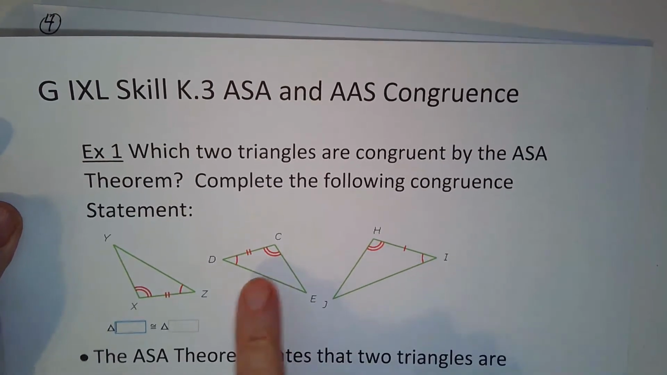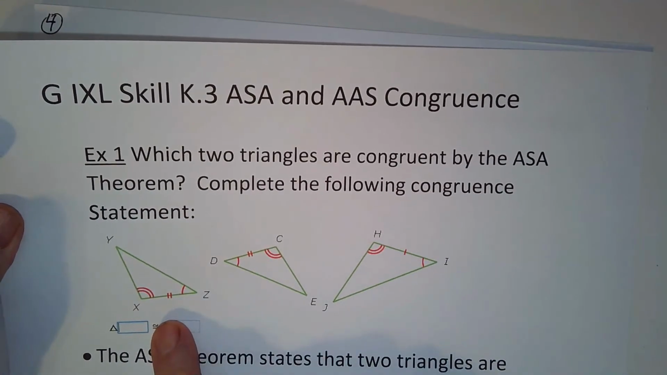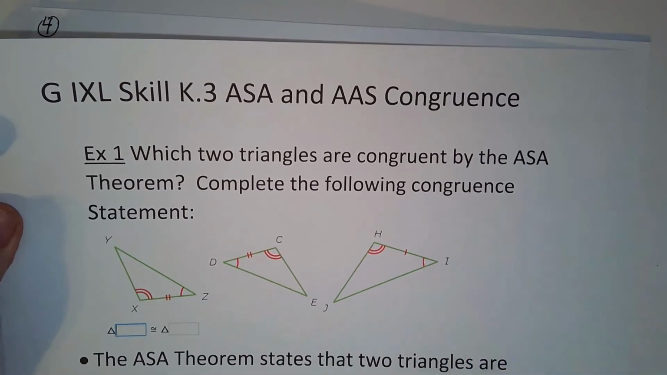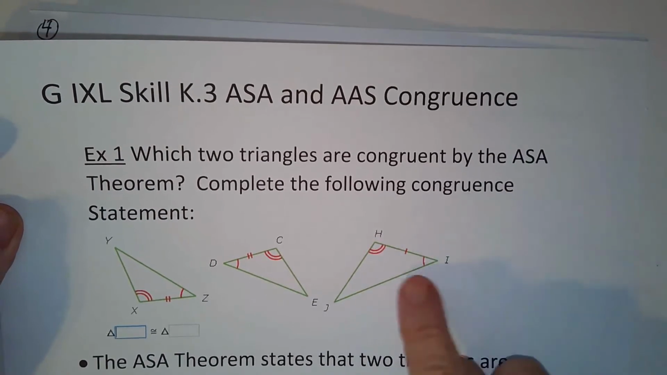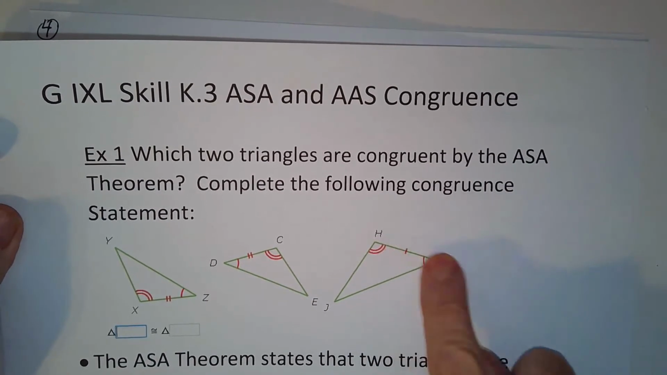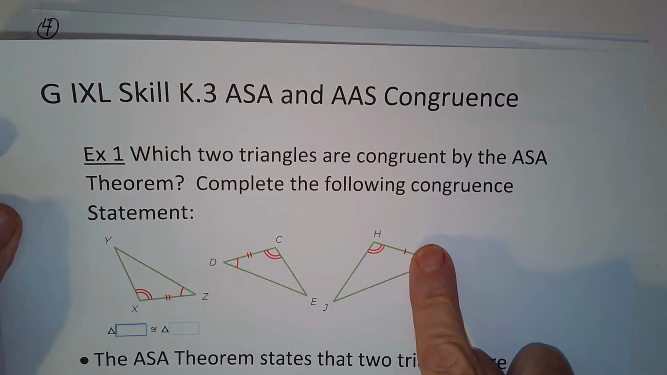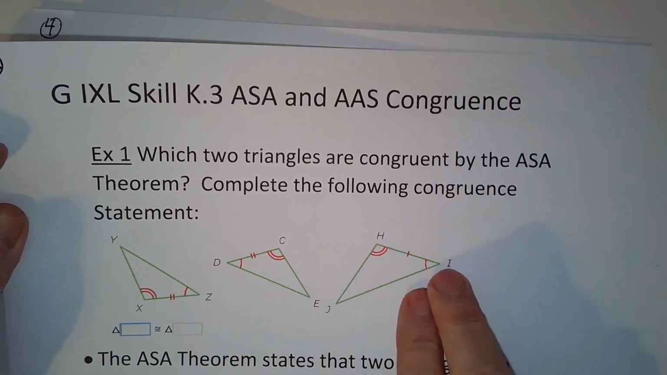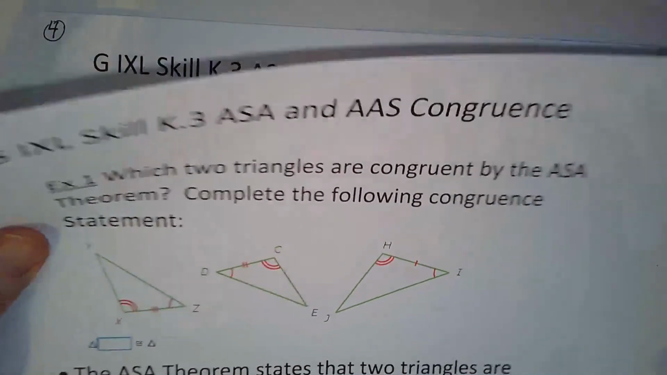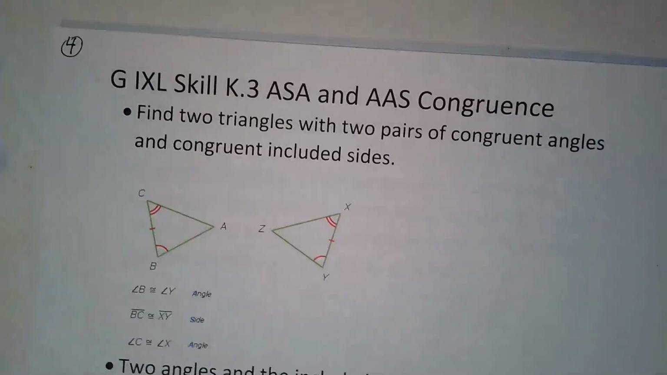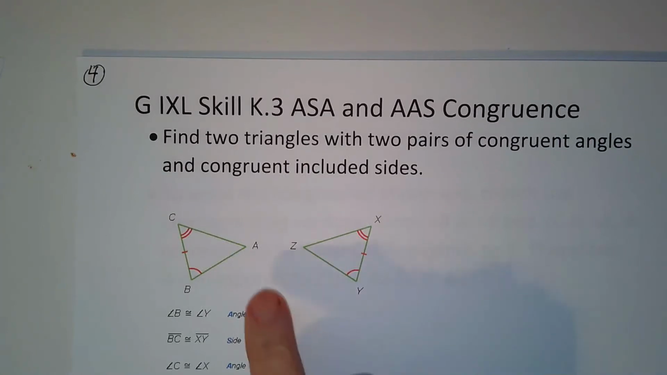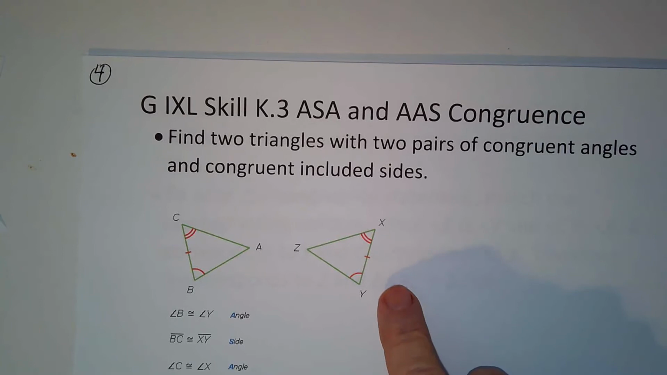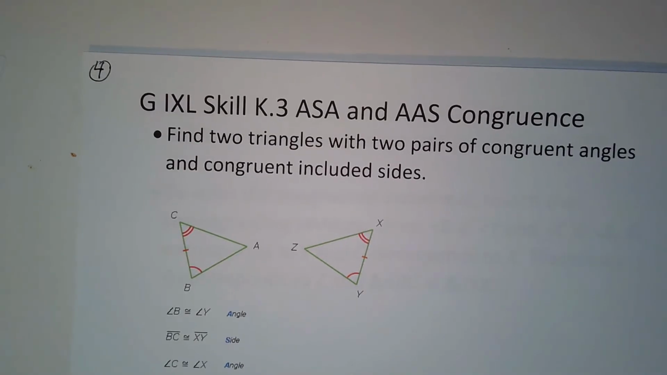But if you look at the sides, side XZ has two tick marks, side DC has two tick marks, and side HI has one tick mark, which tells you this side is not congruent. Maybe slightly larger or slightly smaller than these other two, but it's not congruent. So you know which two triangles we're talking about, and those would be triangles ABC, or yeah, ABC, and it looks like ZXY. That's what they correspond to.